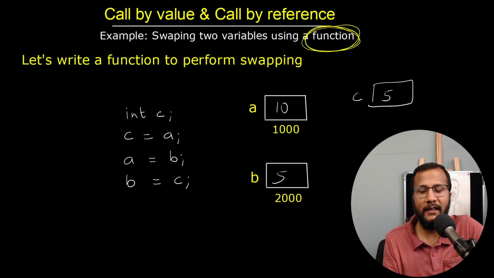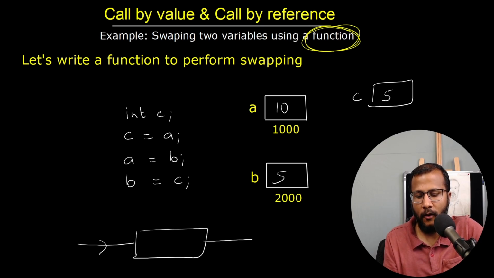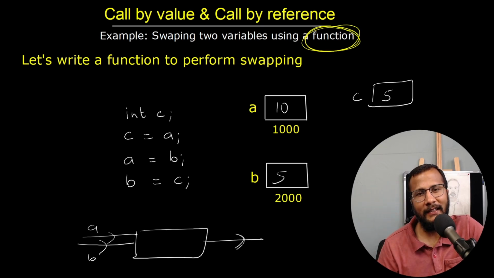So how do I put this into a function? It's very simple, right? A function should have some input and some output. In this function, the input are 2 values. I need to have A and B as an input, right? I'm not returning anything from this function. I just have to perform this swap.